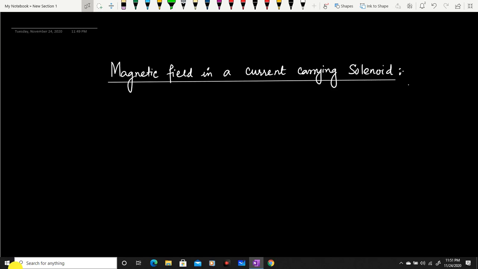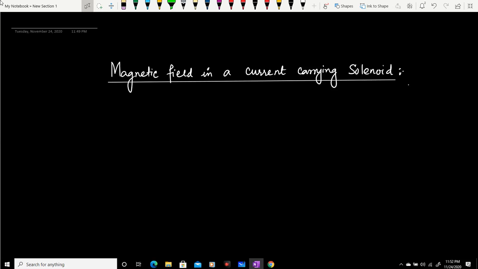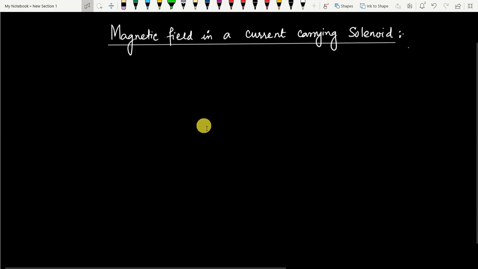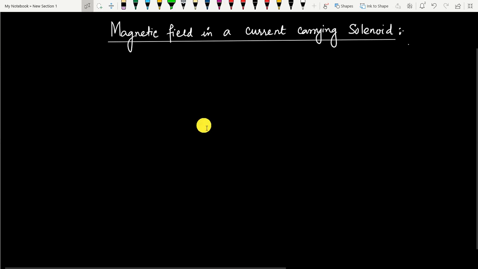Welcome back, children. In the last lecture, we talked about magnetic field in a circular wire which carries current, and we saw how the magnetic lines look like. In continuation with that, let us talk about magnetic field in a current carrying solenoid. Now, what is a solenoid? Let us try to understand the definition, the meaning of a solenoid first.